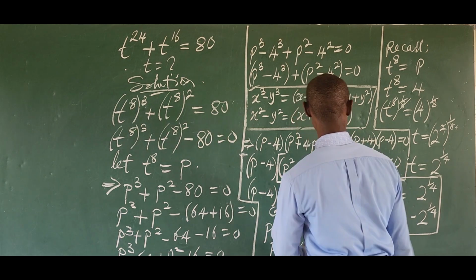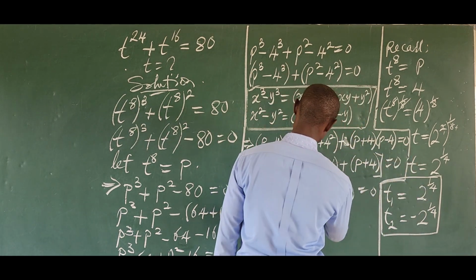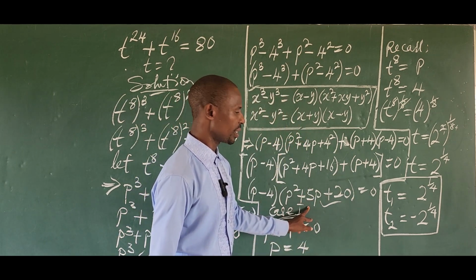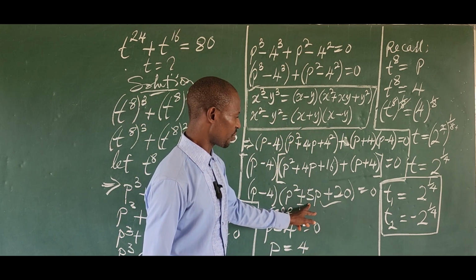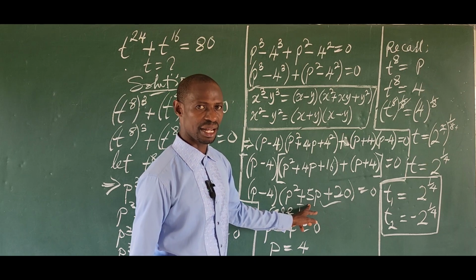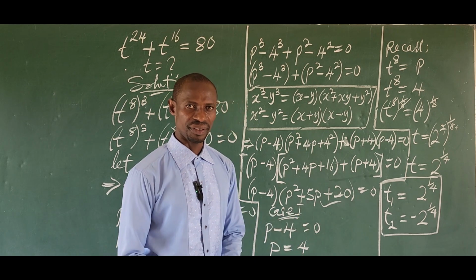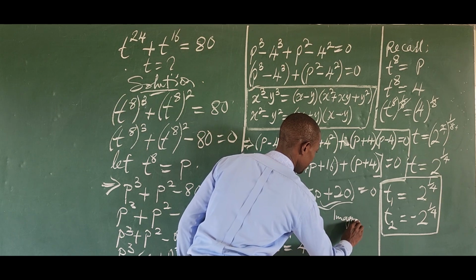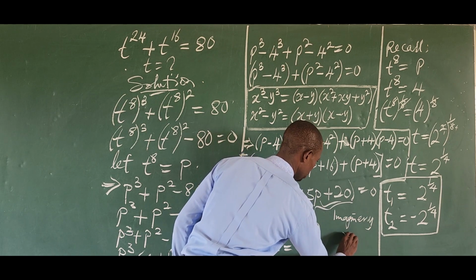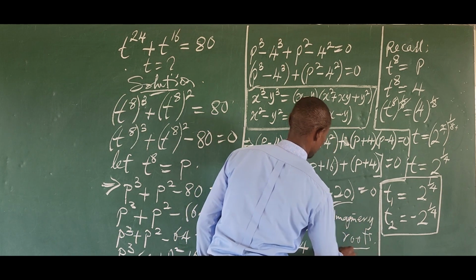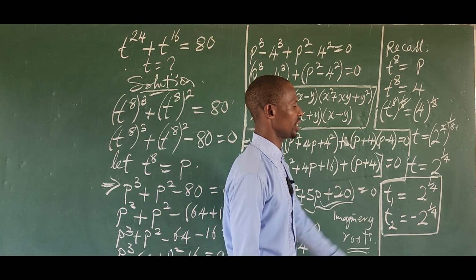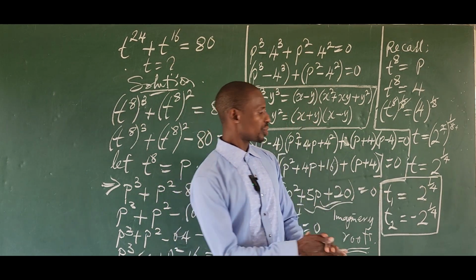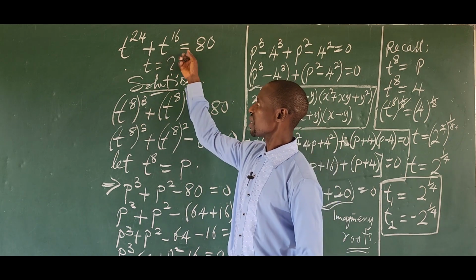Now let's take our case 2. Look at our case 2, there's our case 2 from here. I have solved this very well, and here it gives us an imaginary root. So no need solving for this. So here we have an imaginary root or solution, so no need solving for this. So these are the two possible real root values to our expression here.